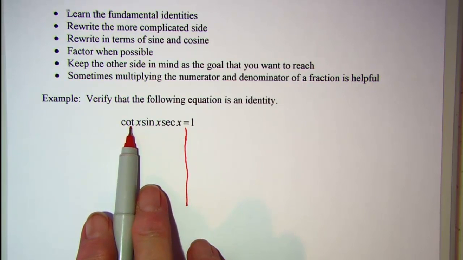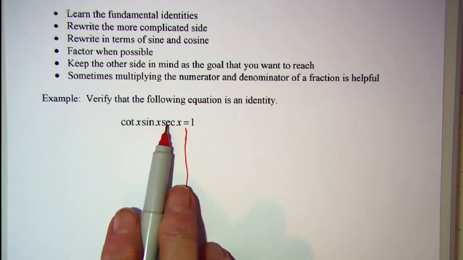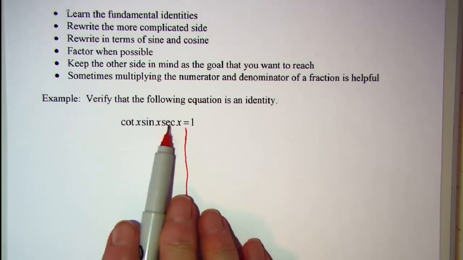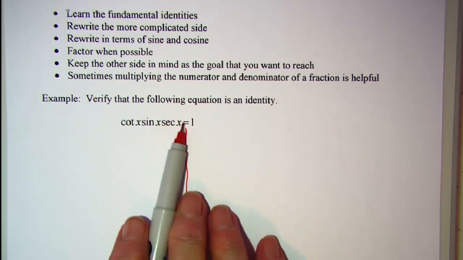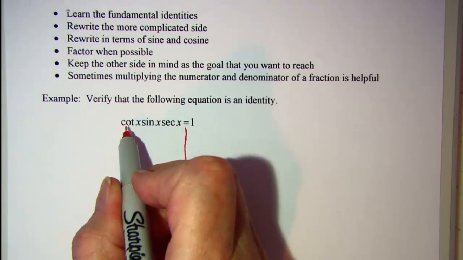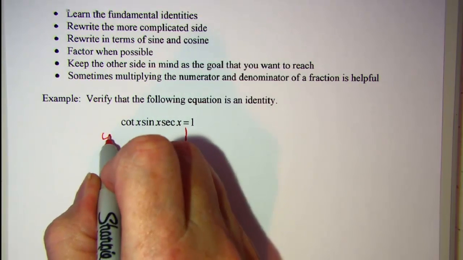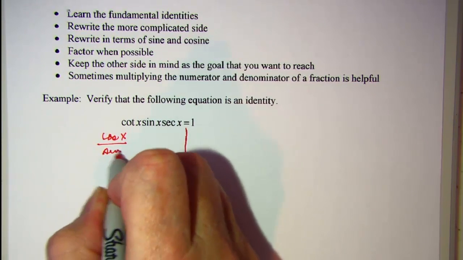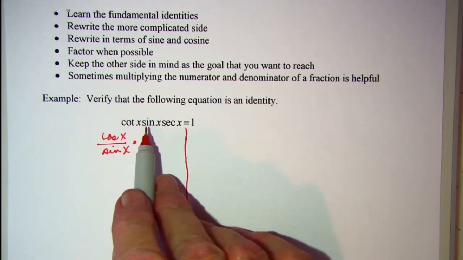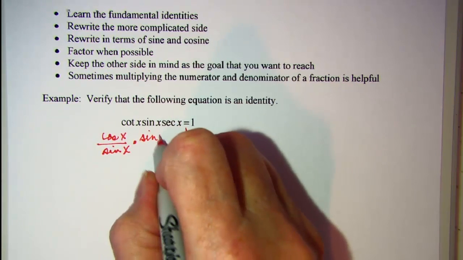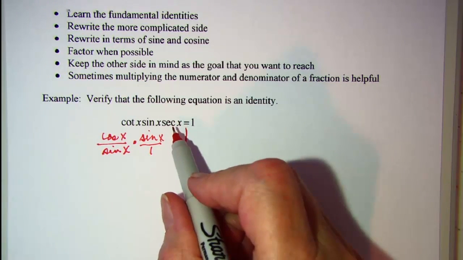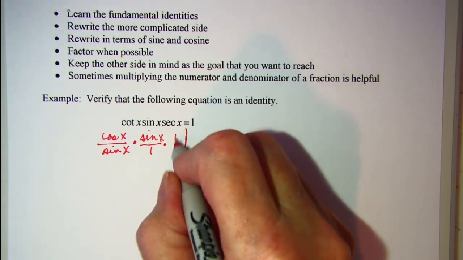Some things that I might want to try is to rewrite each of these trig factors in terms of sine and cosine. We have a cotangent x multiplied by a sine x multiplied by a secant x. So I may change this cotangent x using my quotient identity to cosine x over sine x, and then that's multiplied by sine x. Well, I'm going to leave that alone. I'm just going to write it over 1 so that I can see if some things are going to cancel. And then we know from our reciprocal identities that secant x is the same as 1 over cosine x.